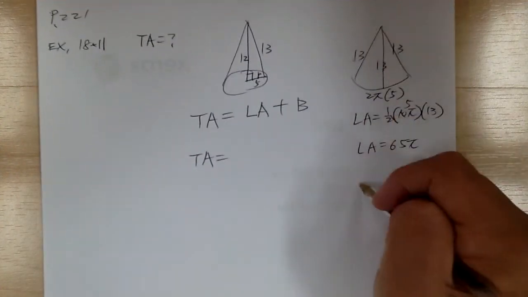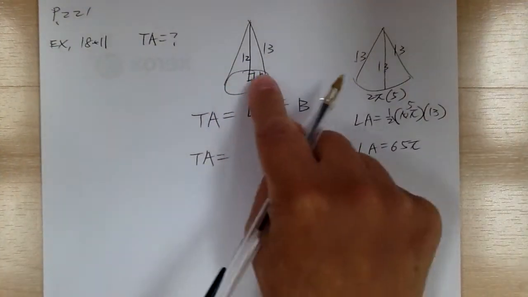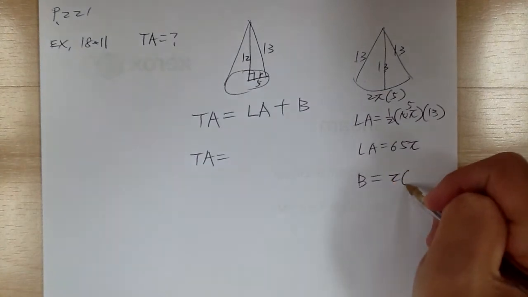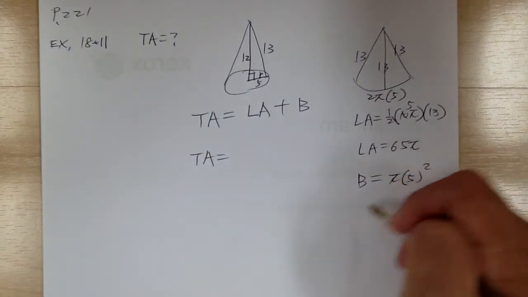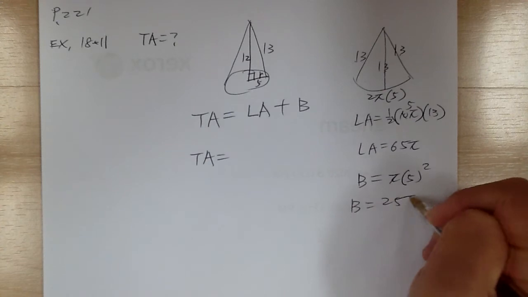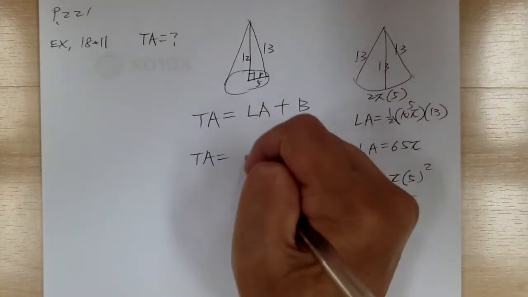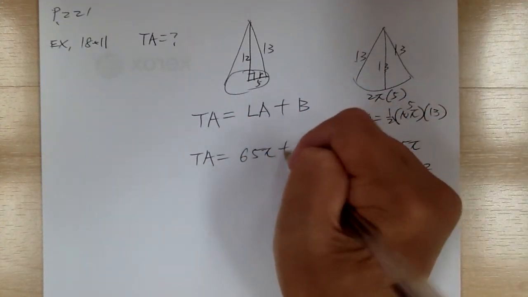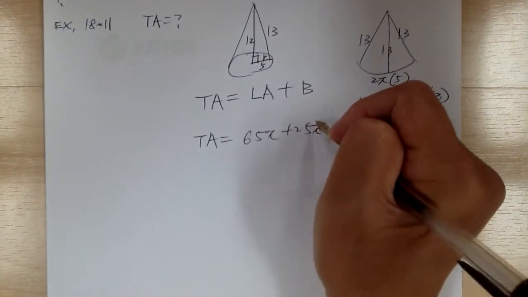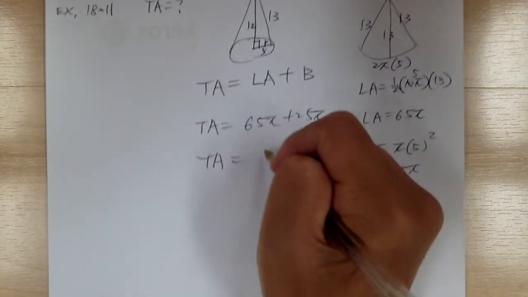And the base B would be pi r squared, so B will equal 25 pi. So you put it back over here: you've got 65 pi plus 25 pi, and so the total area will equal 90 pi.